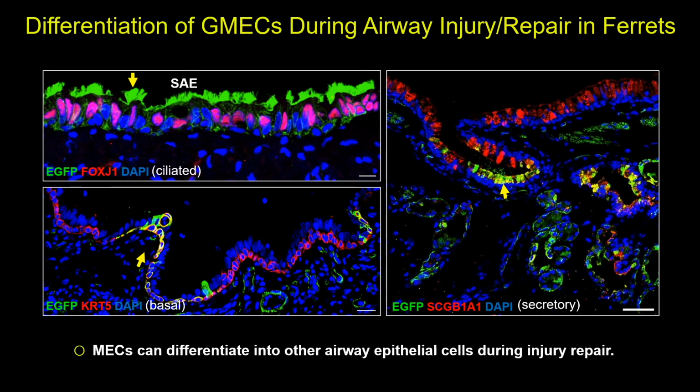To identify lineage cell types, we colocalized the GFP with airway epithelial cell markers like FOXJ1, KRT5, and SCGB1A1, suggesting the myoepithelial lineage cells differentiated into ciliated cells marked by FOXJ1, basal cells marked by KRT5, and secretory cells marked by SCGB1A1.